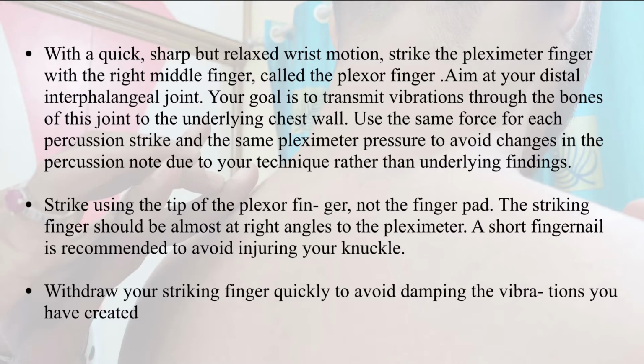Strike using the tip of the plexor finger, not the finger pad. The striking finger should be almost at right angle to the pleximeter. A short fingernail is recommended to avoid injury to your knuckles. Withdraw your striking finger quickly to avoid damping the vibration you have created.